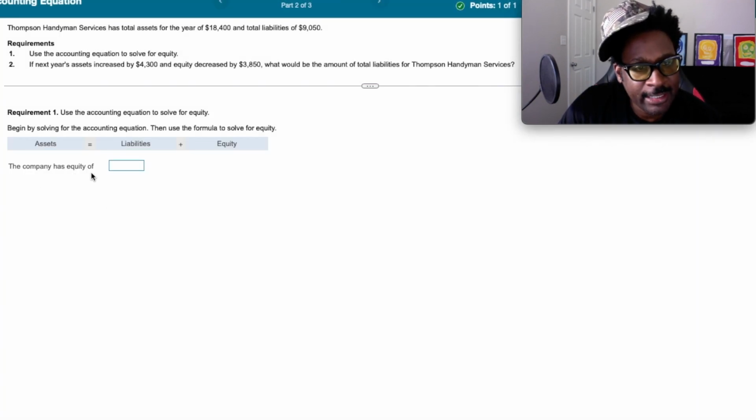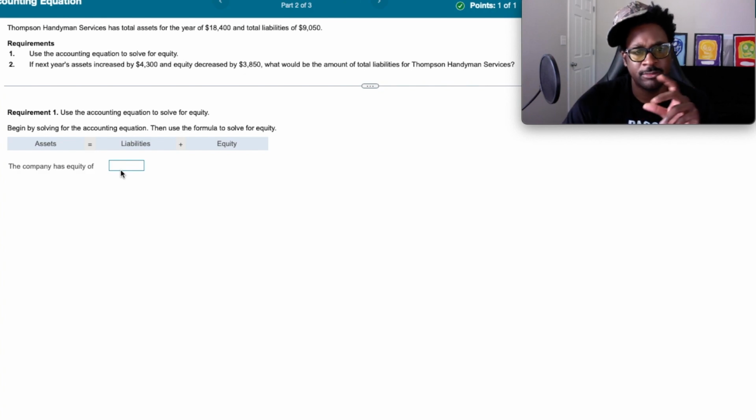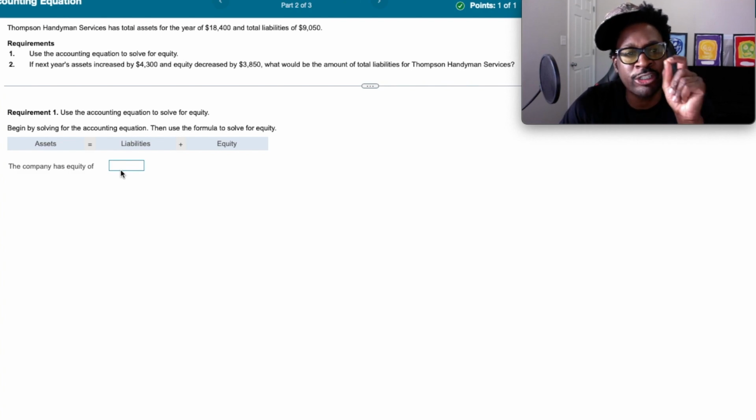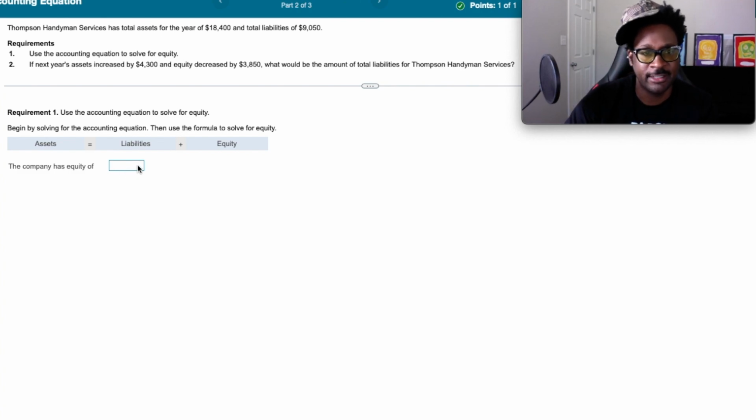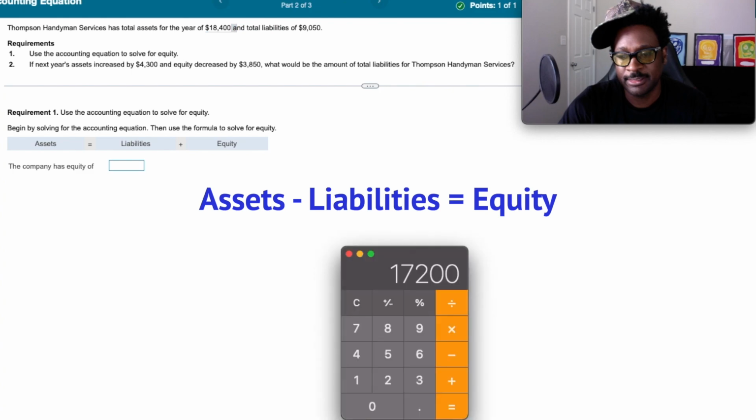The company has equity of. Okay, so in this situation, they've given us the assets value as well as the liabilities, but they want us to calculate equity. Equity is the unknown. So as any formula, we're going to transpose to solve for that. So if they've given us assets of $18,400 and liabilities of $9,050, all we need to do is get liabilities on the left side of the accounting equation and subtract it from the assets to solve for equity.